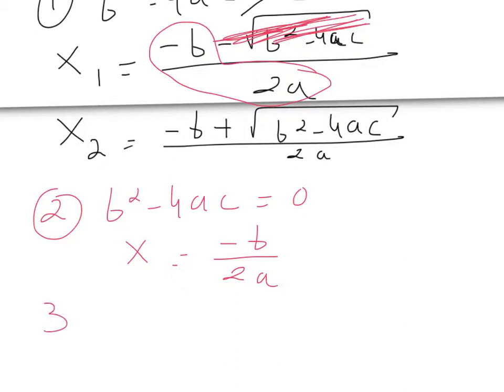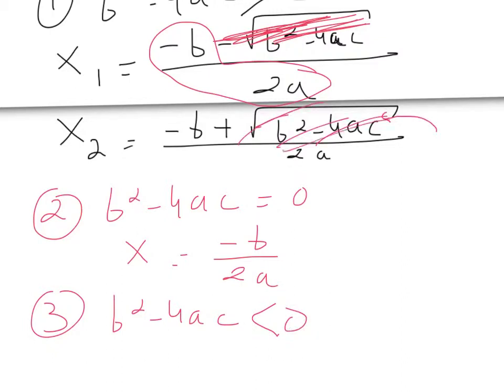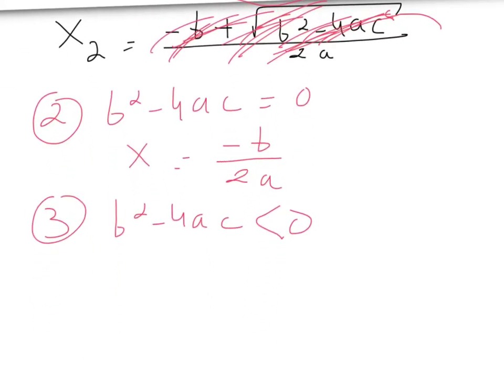The third one is when b squared minus 4ac is less than 0. Now inside the root is negative, which cannot be. It's impossible. So there is no solution. Okay, I think we got the idea here.